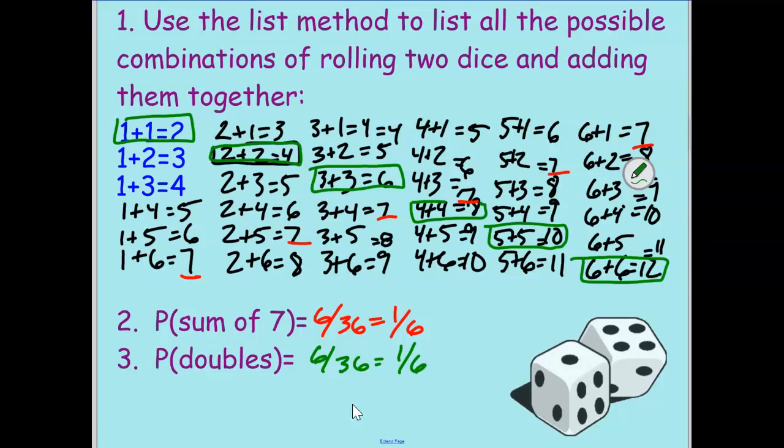All right, let's look and see how you did. So probability of getting a 7, I did that in red, so I found all my outcomes that equaled 7. There were 6 total out of 36 possible outcomes, and that simplifies to 1/6. And the probability of getting doubles, I boxed those in green. There's 6 ways of getting doubles out of 36, so again, we get 1/6.